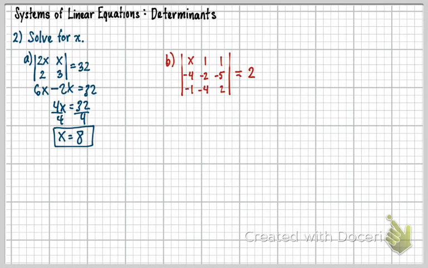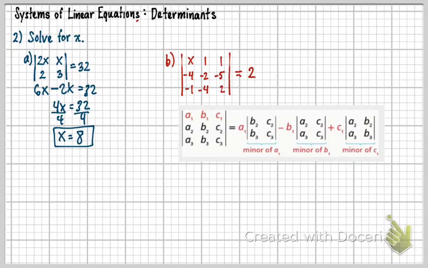Now let's take a look at the second one here. But what we'll have to remember is the determinant of a 3 by 3 matrix. That takes a little bit more memorization, so let's take a look at that. Remember, we're going to take this first row, and we're going to take that first entry in the first row, which is x.